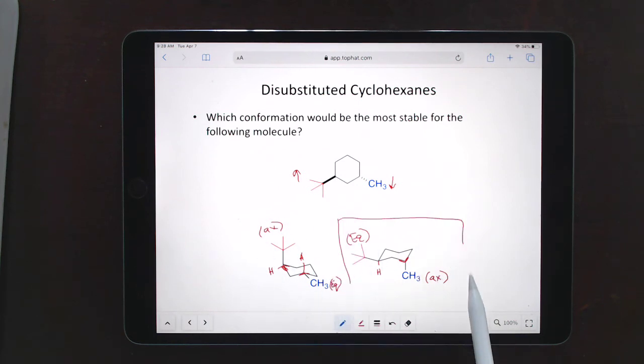So this is the one that it's going to want to be in, and so you want to try to get as many of those large groups as equatorial as possible. You may not be able to get them all, depending on the configuration, but you try to do the best you can.